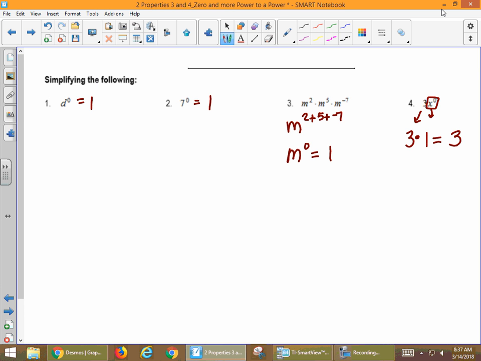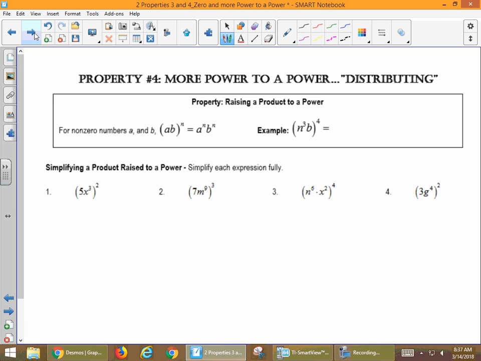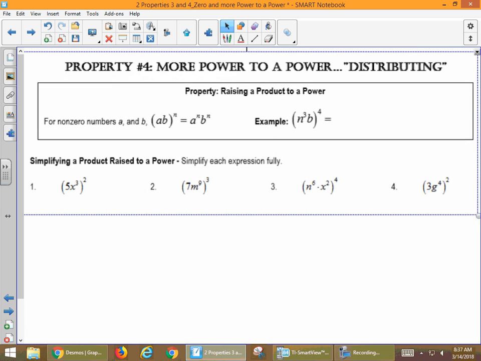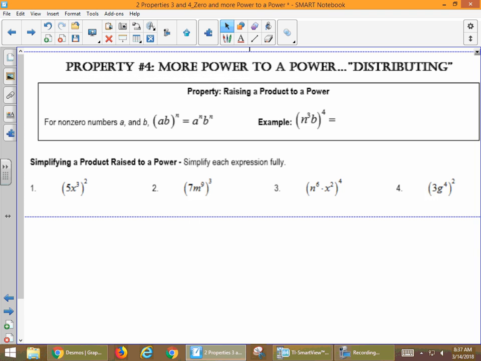Okay, so anything to the 0 is 1. Okay. Now we're going to do, so this is really not a new rule. I'm not even going to write it up on the board. This is a rule that goes with this. More power to a power. If we're doing power to a power, we multiply our exponents. And that holds if we have more than one thing inside our parentheses. So here we have 5 and x cubed in our parentheses. They're both being squared.